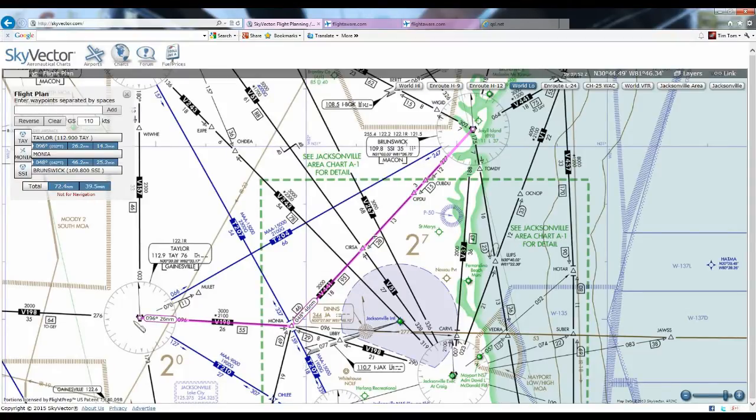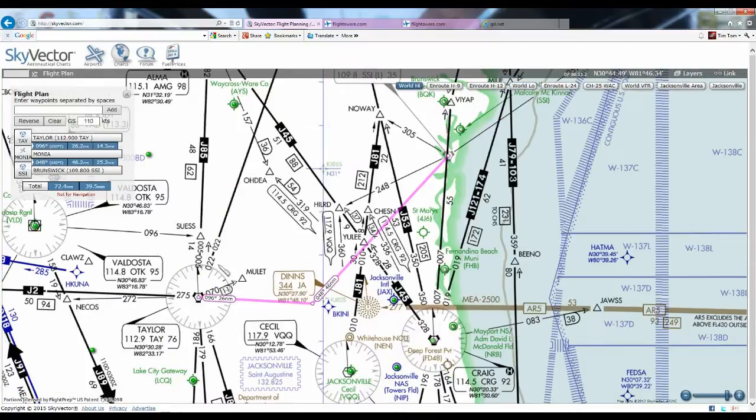We would have to go from Taylor, track 096 outbound to Mona. Then there's a course change. Actually, there's a whole airway change. We would have to go on the 227 radial inbound to Brunswick. So, yeah, there's that. Back to the high en route charts, since I got distracted.